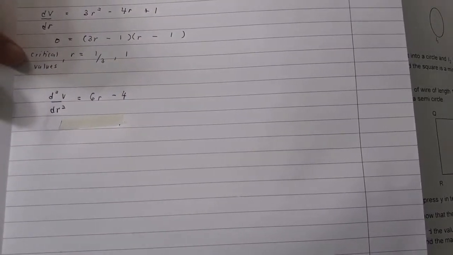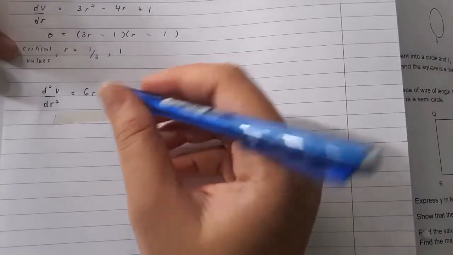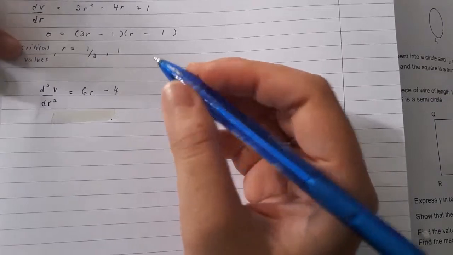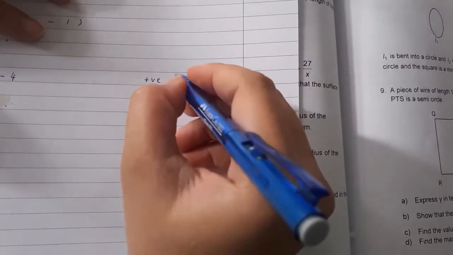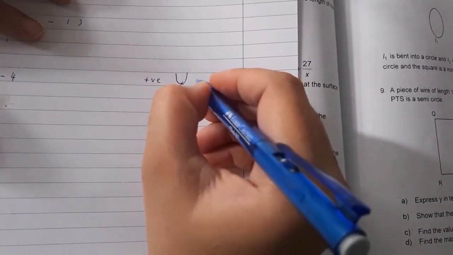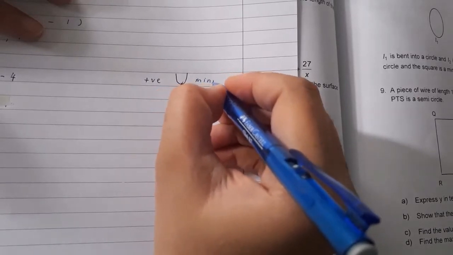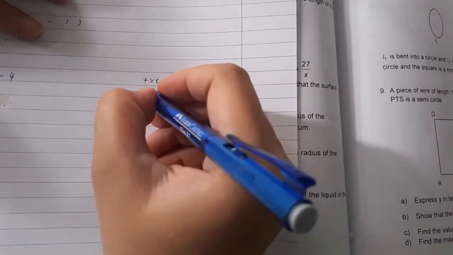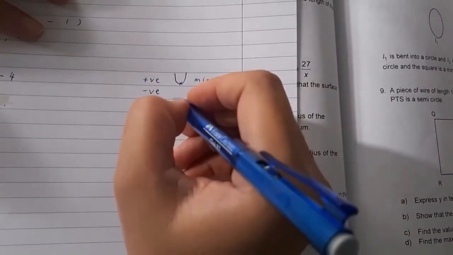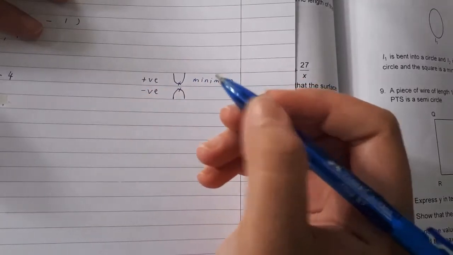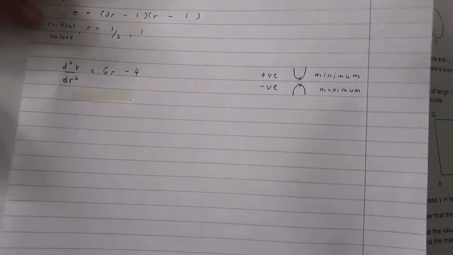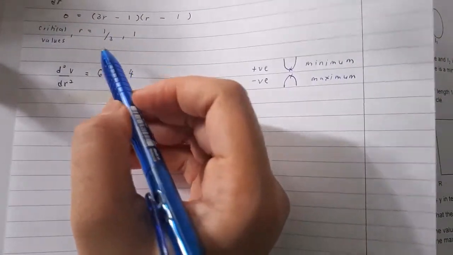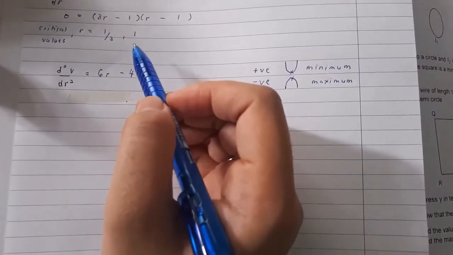Okay, after second derivative, we get 6r minus 4. We know that we use second derivative test to determine concavity. If we get a positive value, then concave upward. Concave upward will give us minimum. If we get a negative value from second derivative, we have concave downward, and concave downward will give us a maximum value. So from the second derivative, we can substitute R equal 1 over 3 and R equal 1.